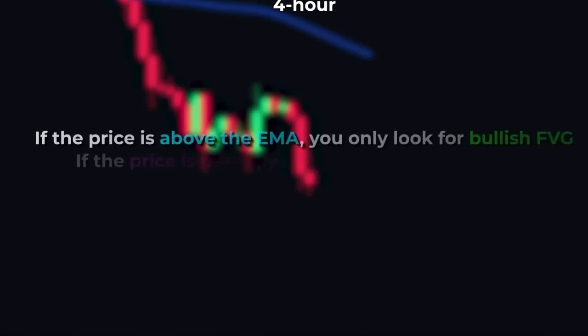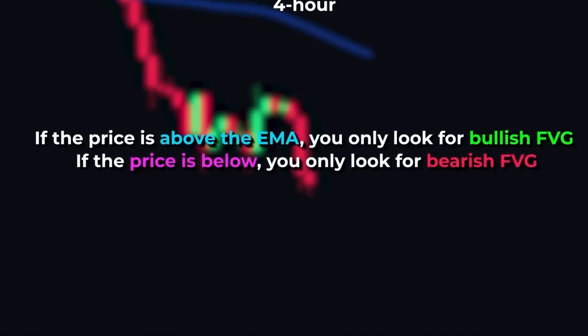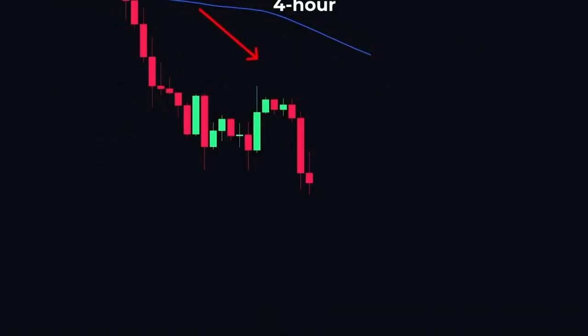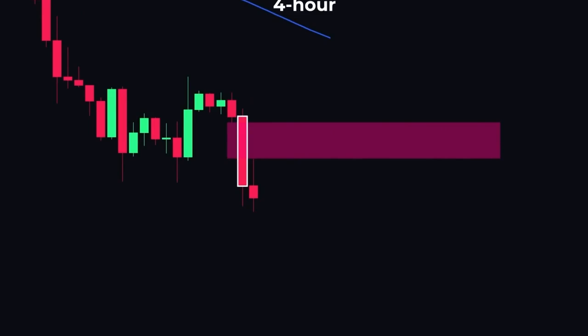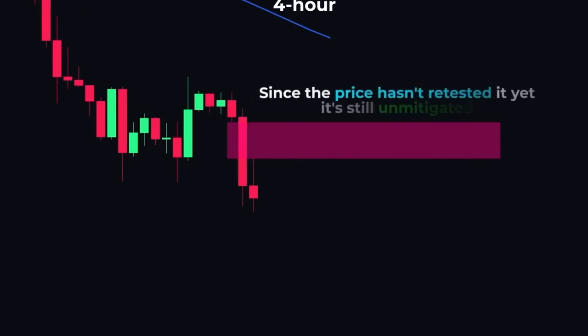If the price is above the EMA, you only look for bullish fair value gaps. If the price is below, you only look for bearish fair value gaps. In this example, the trend is bearish, so we'll look for bearish fair value gaps. We find one right here, a large red candle with a gap between two smaller candles. Since the price hasn't retested it yet, it's still unmitigated, making it a potential setup.